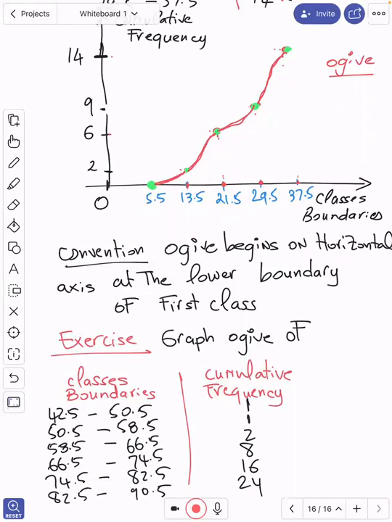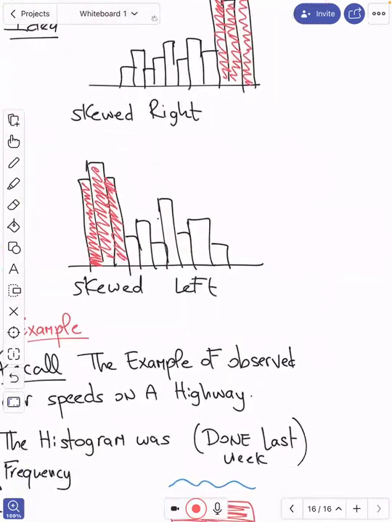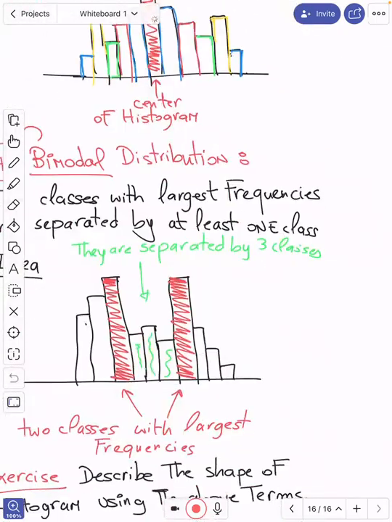All right, guys, please try this exercise. Just try to follow the previous example.